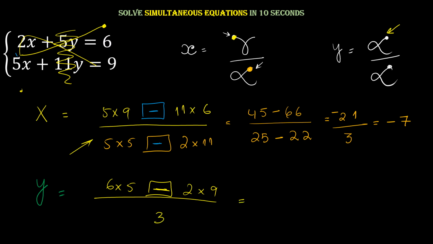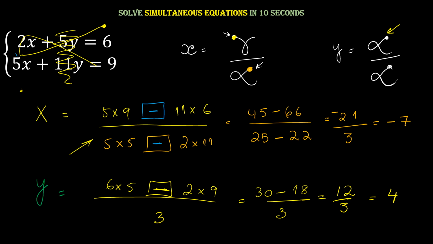So I am not wasting my time in writing the denominator again. Now 6 times 5 is 30 minus 2 times 9 is 18, so 12 divided by 3, it gives me 12 over 3. 12 goes in the table of 3, so you will have 4 as the answer. So the value of x is negative 7, whereas the value of y is 4. I hope that you understood how the pattern goes. Since I was explaining, it took a long time.